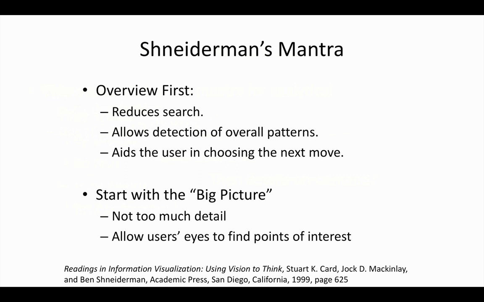The overview allows us to look at some overall patterns, and it's supposed to aid the user in choosing the next move. Here's my overall patterns. Here's where that pattern is bad. Go now. So we don't give them too much detail because it's supposed to be a big picture, and the eyes need to be driven to find the points of interest. How do we do that? We do it through annotation. We do it through color change. We do it through some other things that we're going to talk about next section, okay? But we start with the big picture, okay?